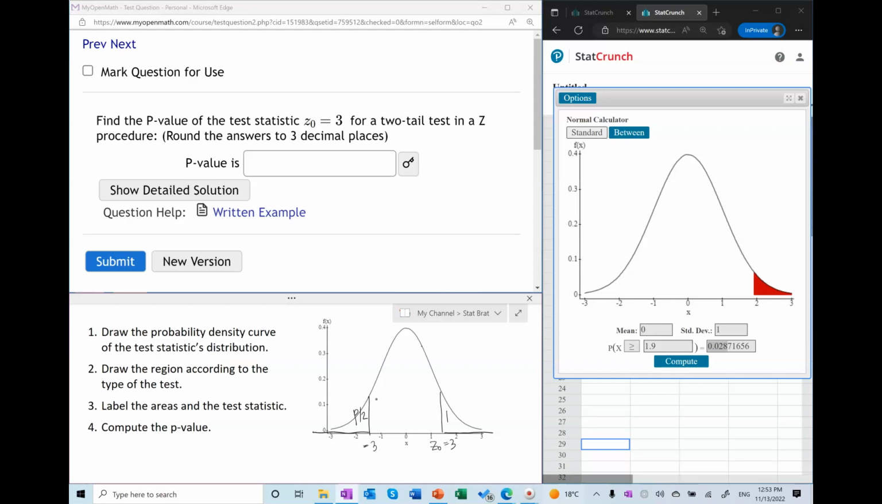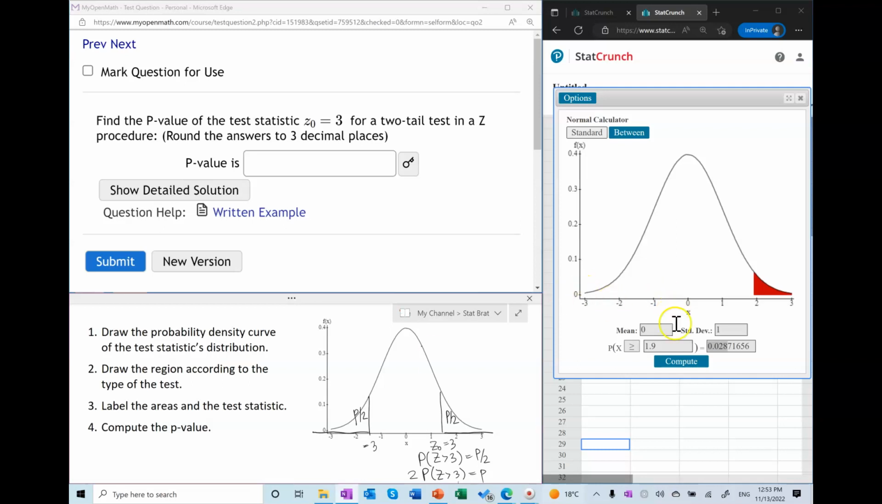the total area of both of these regions is going to be P. Therefore, each of these regions by themselves is equal to half of P. So if you're looking for P, we're going to find it in 2 steps. We're going to find the probability of Z being greater than 3, and that's going to give us our half of P. And to find the P value, we're just going to multiply that probability by 2.